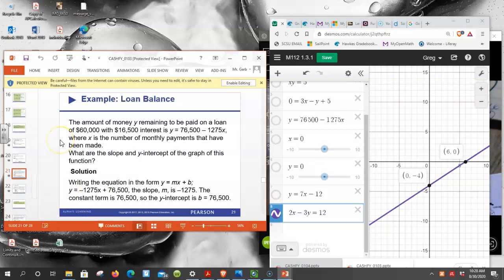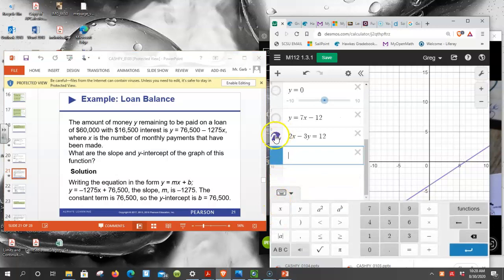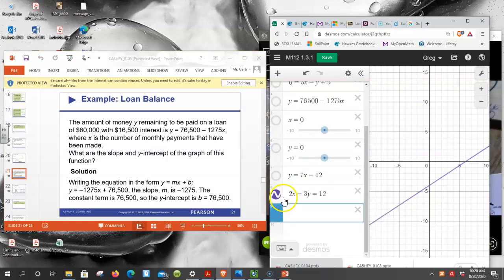All right, so the last problem we'll do is a real life application. So back to the old problem that we had with the interest payments. What do they want to know? What are the slope and y-intercept? Well, the slope is going to be negative 1275. So that means every payment, the balance goes down $1,275. So that's what that means.